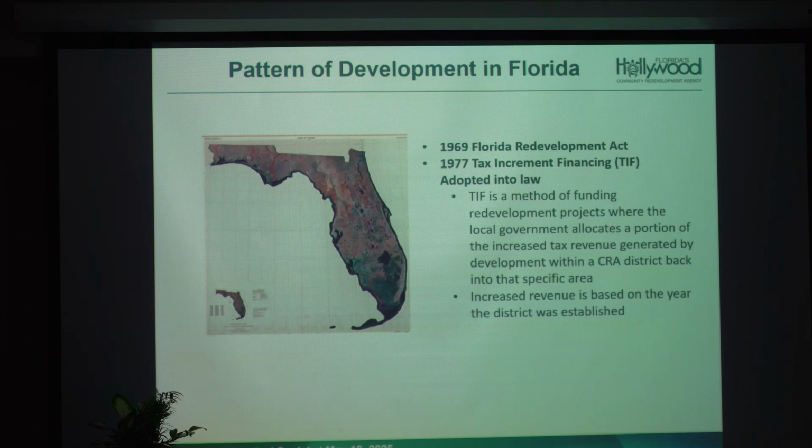So a CRA district has geographic boundaries. And unlike the rest of the city, where you pay your taxes and a portion of them go into the city's general fund, in a CRA district, a portion of the general fund dollars go to the CRA as an entity, as a fund, quite frankly, to reinvest in that specific area. And the increased revenue is based on the year the district was established. So as we move forward, this might make more sense.